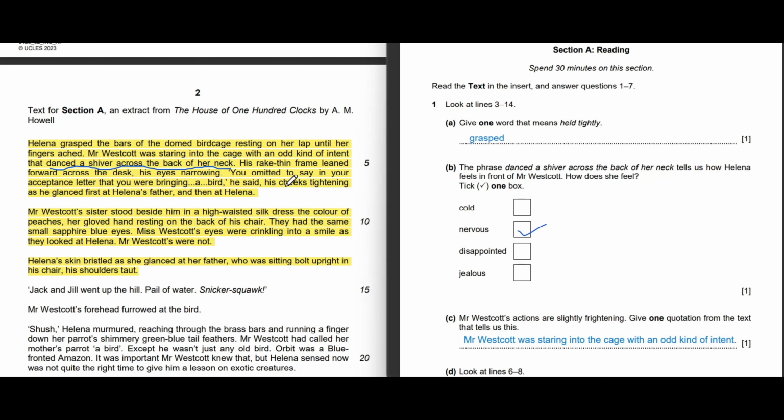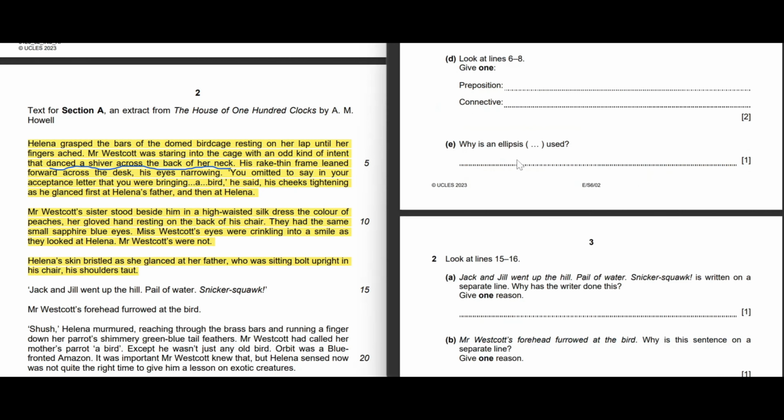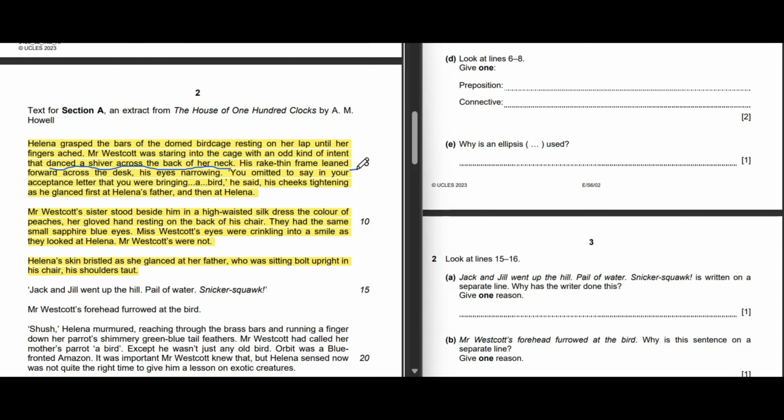Alright, okay. Now let's move on to question 1D. Look at lines 6 till 8. So this is line 6, 7, 8. So this 6 till 8.